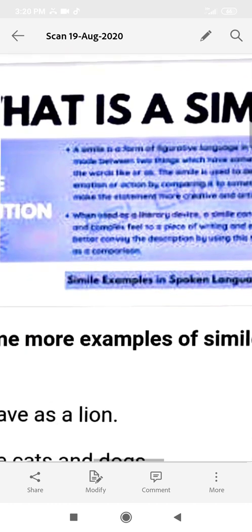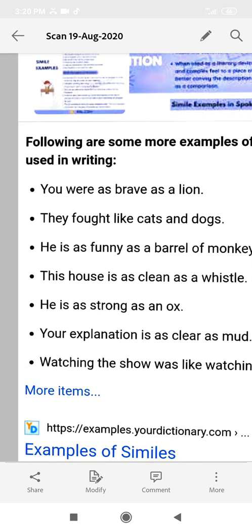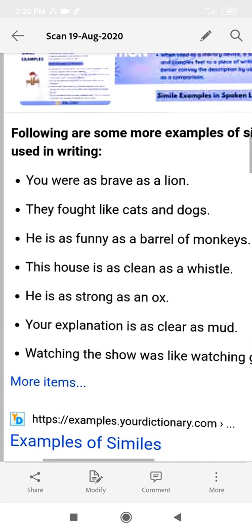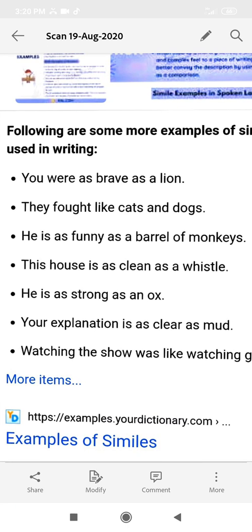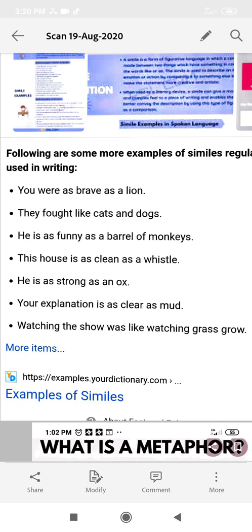Here are more examples of simile. You have to write down all the examples into your English grammar notebook. Okay, the examples are given. You are as brave as a lion. They fought like cats and dogs. He is as funny as a barrel of monkeys. This house is as clean as a whistle. He is as strong as an ox. Your explanation is as clear as mud. Watching the show was like watching grass grow. So these are the examples of simile.